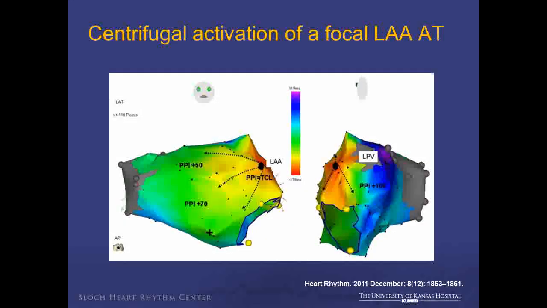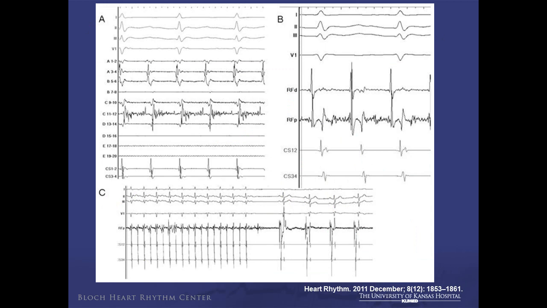That brings us again to the point that when we ligate these appendages, we probably have to get the pectinate ridge included in it, so you actually get the true antiarrhythmic benefit. This is another good example of a centrifugal activation of a focal left atrial appendageal atrial tachycardia, a nice three-dimensional electroanatomic map. The earliest site of activation points to the left atrial appendage there.